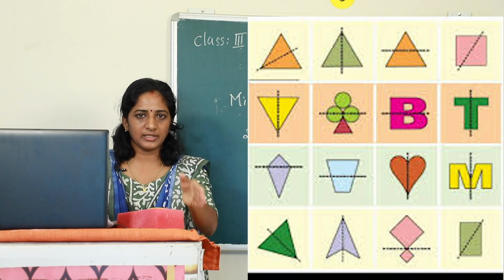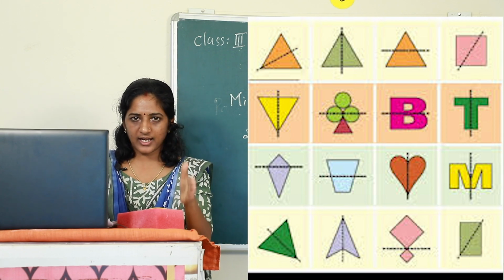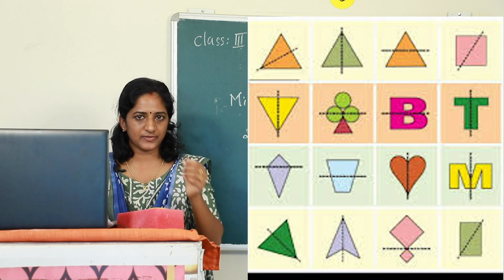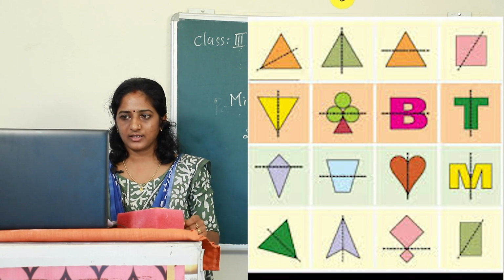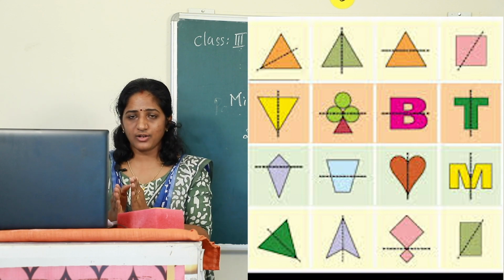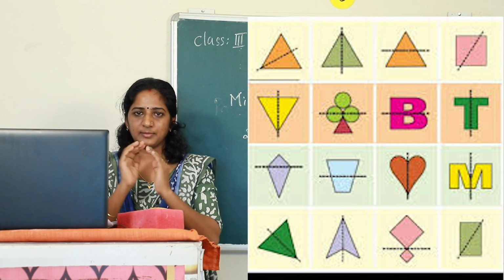A line is coming through its center. Whether that line divides the triangle into similar halves, look carefully. Yes, that line also divides the triangle into similar halves.